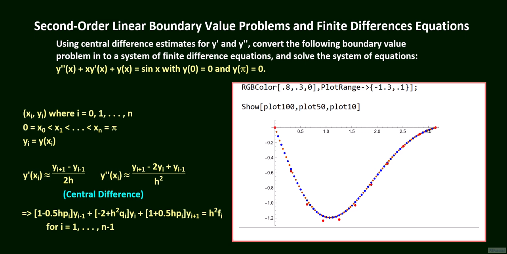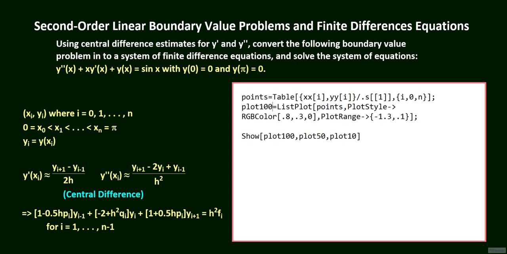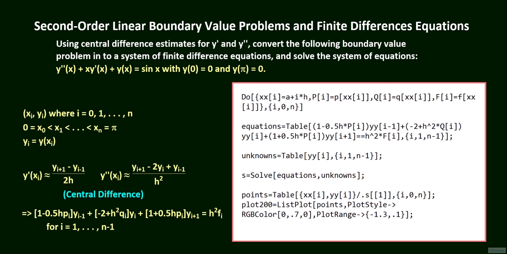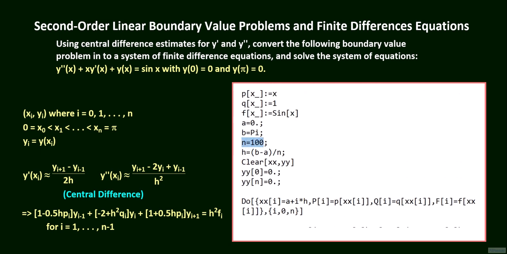For the final value of n, we change n to 200 and name the plot plot200. We change the RGBColor setting to 0 for red, 0.7 for green, and 0 for blue. We insert plot200 in the Show command. We go back to the beginning and change n to 200, and evaluate all the lines of code.